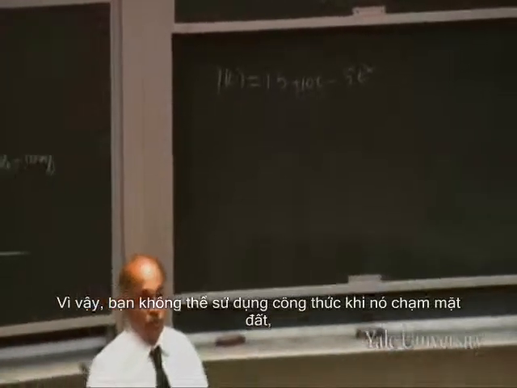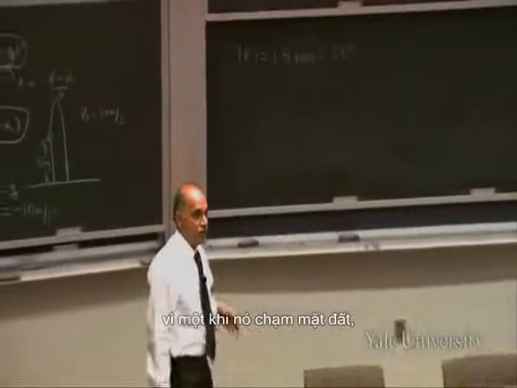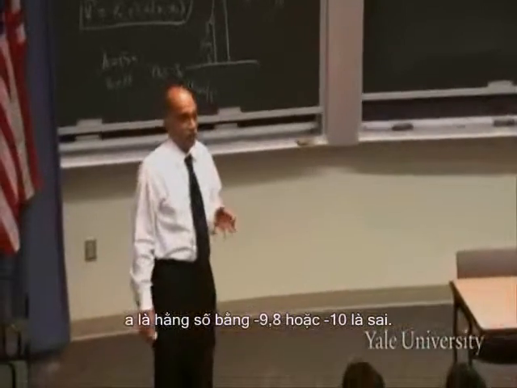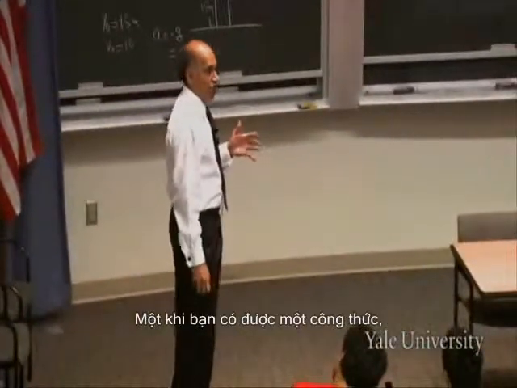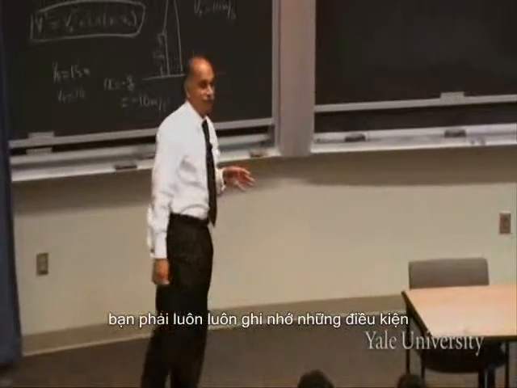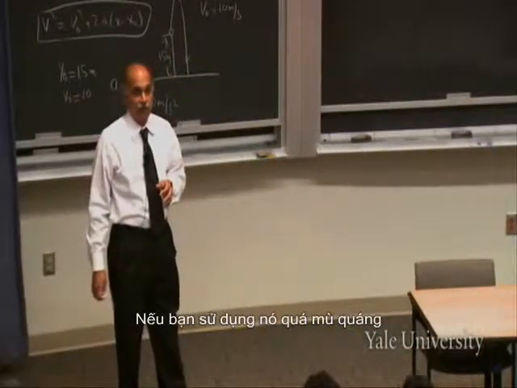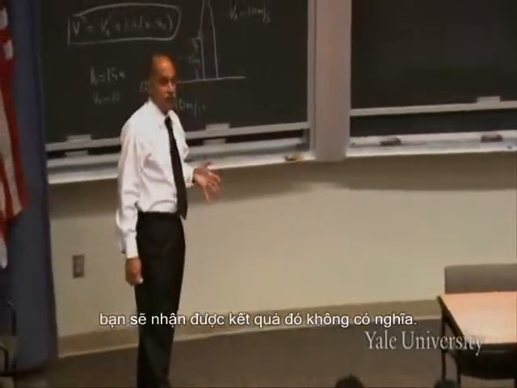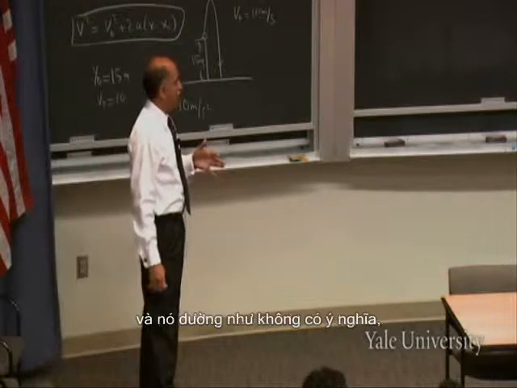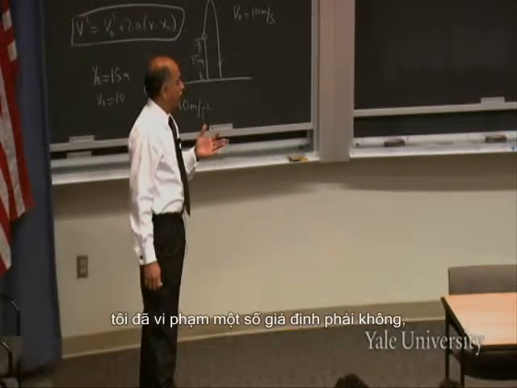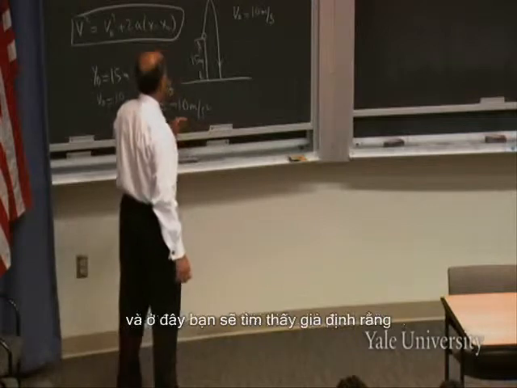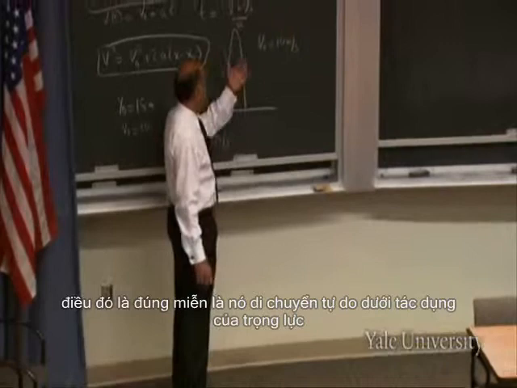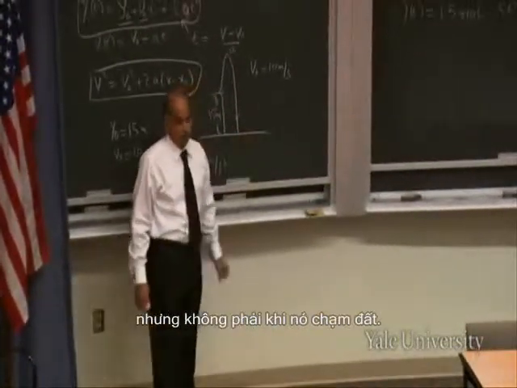So you cannot use the formula once it hits the ground, because once it hits the ground, the fundamental premise that a was a constant of minus 9.8 or minus 10 is wrong. So that's another thing to remember. Once you get a formula, you've got to always remember the terms under which the formula was derived. If you blindly use it beyond the validity, you will get results which don't make any sense. Conversely, if you get an answer and it doesn't seem to make sense, then you've got to go back and ask, am I violating some of the assumptions? And here you will find the assumption that the particle had that acceleration is true as long as it's freely falling under gravity, but not when you hit the ground.